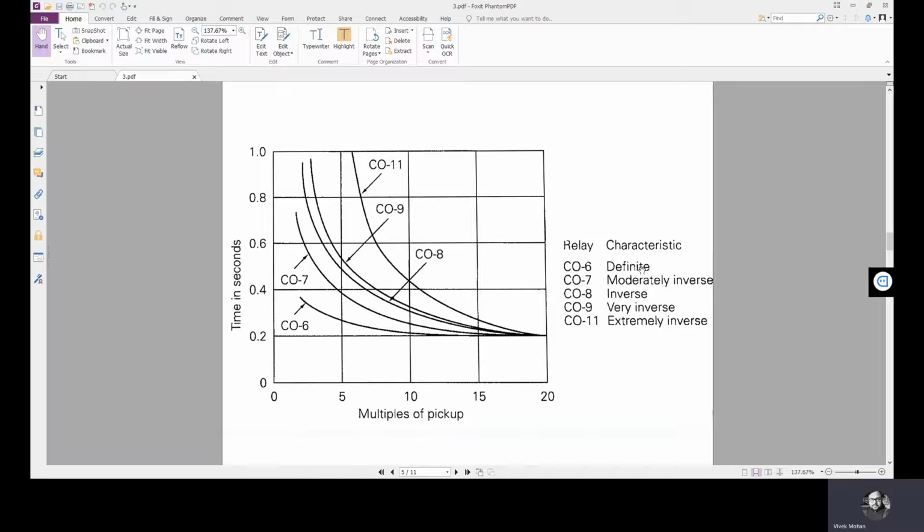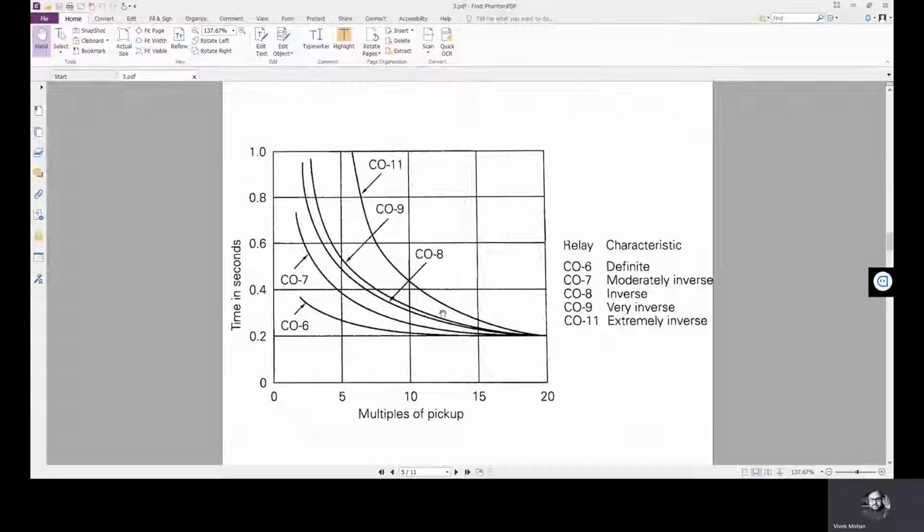CO6 is defined as a definite time over current relay, because for CO6 the slope is very low. That means for increased multiples of pickup current, the time is almost constant. It is not constant as such, there is a small inverse characteristic, but it is still almost constant. That is why this is a definite characteristic. Now for CO7, the slope increases. Here you have a reduced slope, and here the slope increases for CO7. So that is why this is known as a moderately inverse time over current relay.